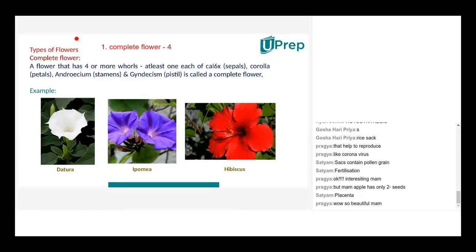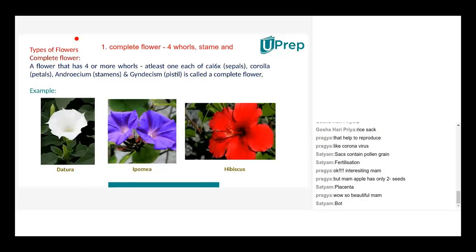What is a complete flower? A complete flower will have all the four whorls together. Yes, ma'am. And an incomplete flower doesn't have all the four whorls. Yes, especially it will have the stamen and the pistil together. Ma'am, they have pistil and stamen. Yes, very good.